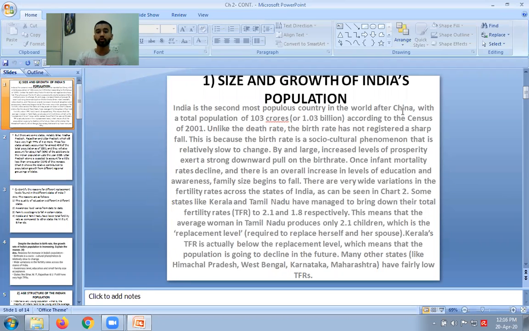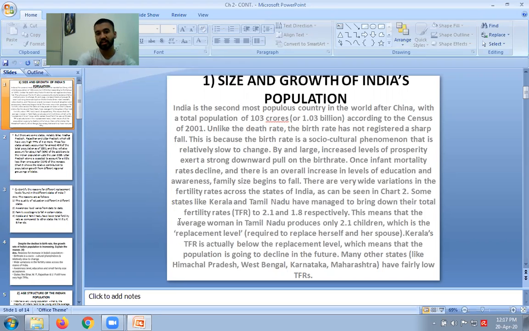Okay? With a total population of 103 crores, meaning 1.03 billion, according to the census of 2001. These records are according to the census of 2001, since your book was printed before 2011, so that's the reason it is telling us the data of 2001. But right now, if we look at the current data regarding our population, it's almost over 130 crores, almost over 1.3 billion, right? So the population is humongous in our nation.